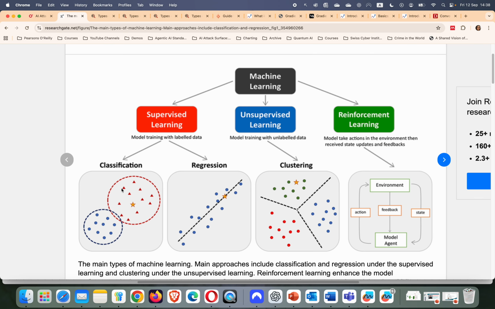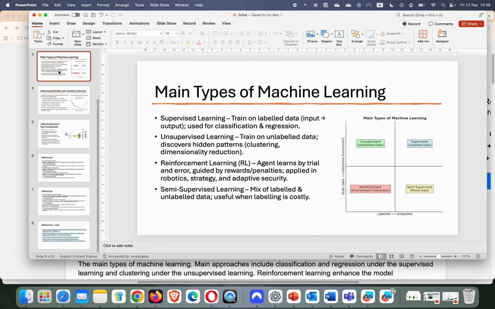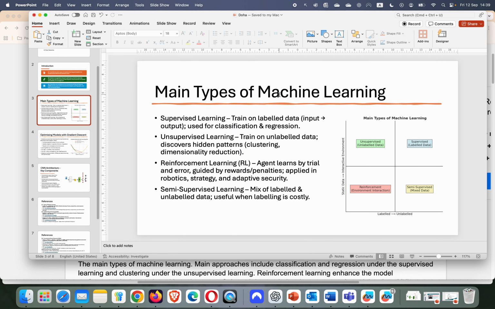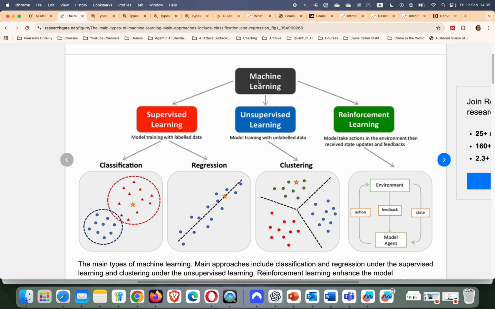Now, let's look at the explanation of the three key questions that we have, but let's look at examples from journal papers and how other people have explained it. So this is the first question that we had. Let's just remind ourselves what the first question was: the main types of machine learning: supervised, unsupervised, reinforcement, and semi-supervised learning.